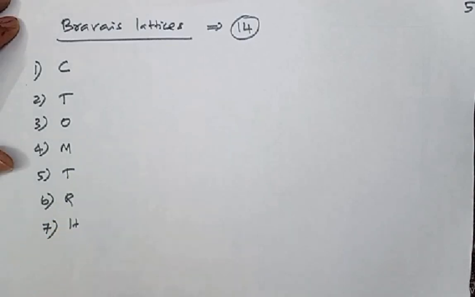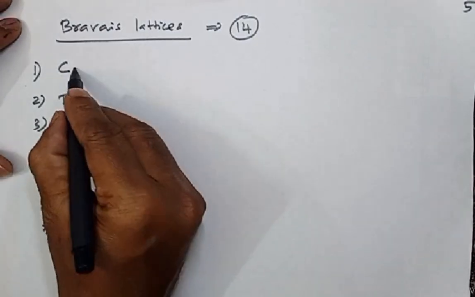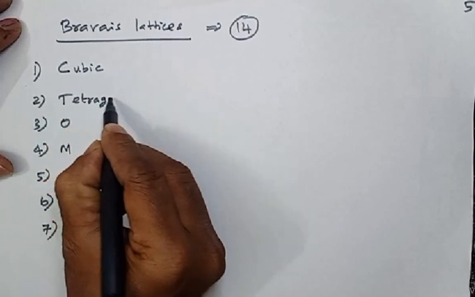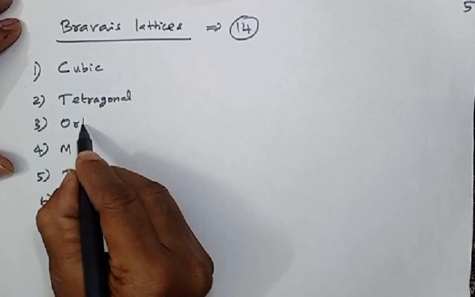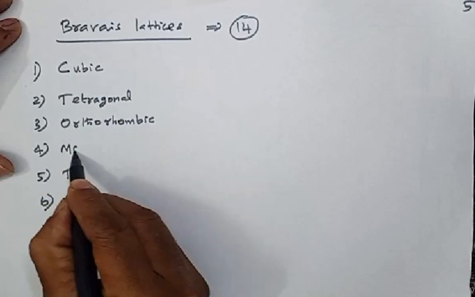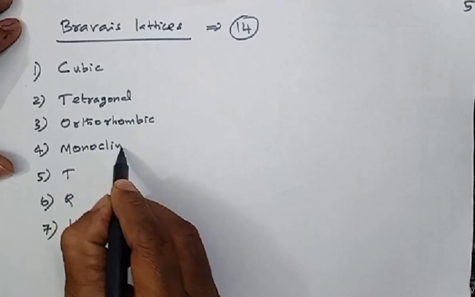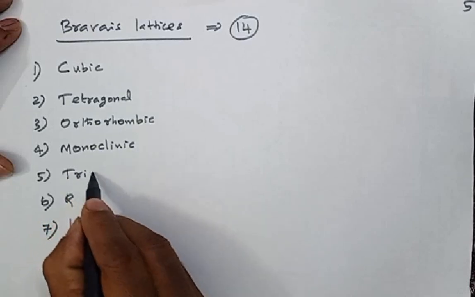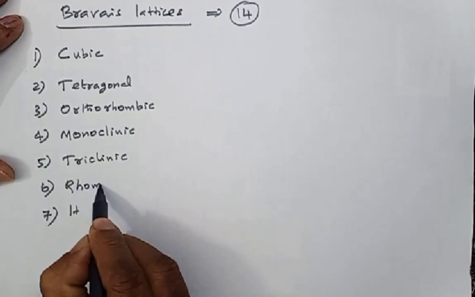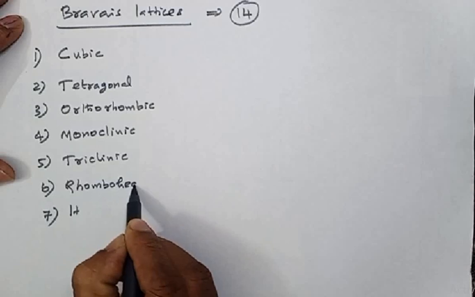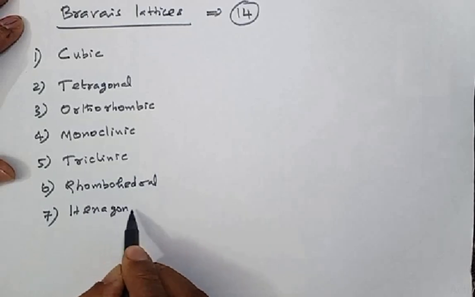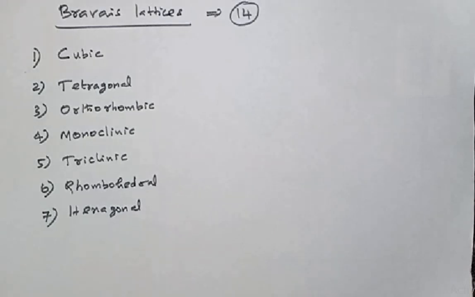CTOMTRH. Remember in this order. C means cubic, T means tetragonal, O means orthorhombic, M means monoclinic, and this T is triclinic, R means rhombohedral, and H means hexagonal. There are 7 different types.